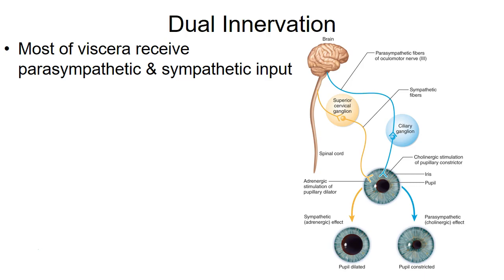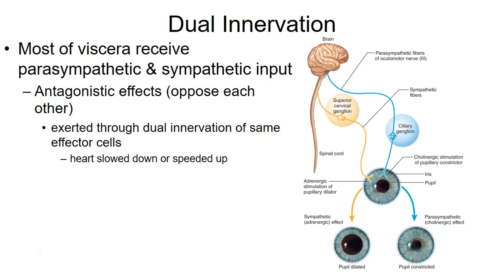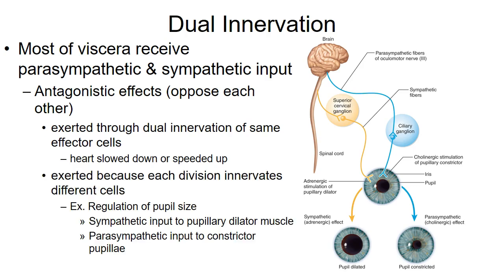So this dual innervation. We're just going to go through a few examples. There's a lot more examples in our body of this, right? So here, there's antagonistic effects, we say. So one effect is to constrict the pupil, the other effect is to dilate it, right? And here, they're affecting the same effector cells. So here, we can talk about heart muscle as an example of that, okay? Here, we're talking about different muscles, right? Different cells.